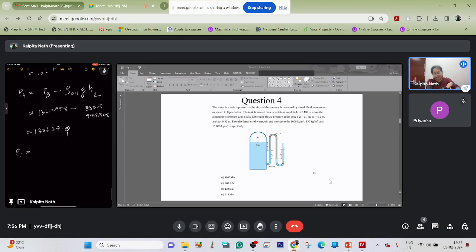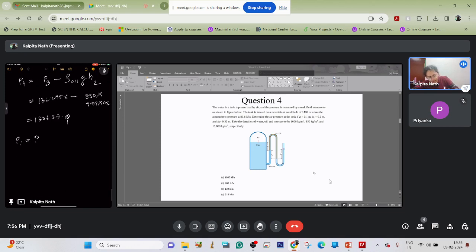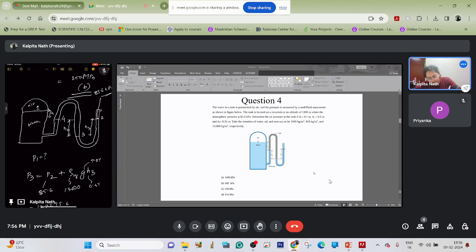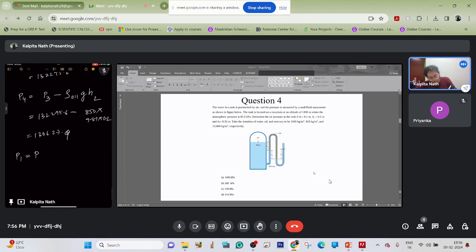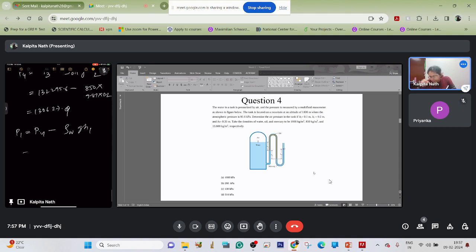Now P1 is also above P4, so we'll just negate the height. The liquid here is water, right? So we'll take the density of water now. P4 minus density of water g h1. So this is 130627.9 minus 1000 into 9.81 into 0.1. So this will come out to be approximately equal to 130 kilopascal. So this is option C. Okay. Let's move to next question.